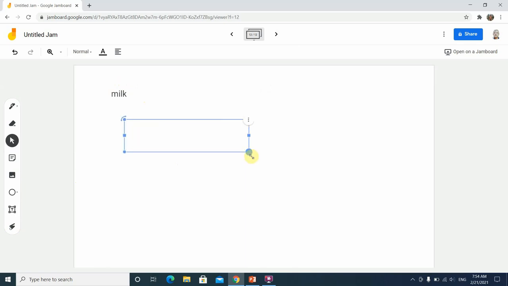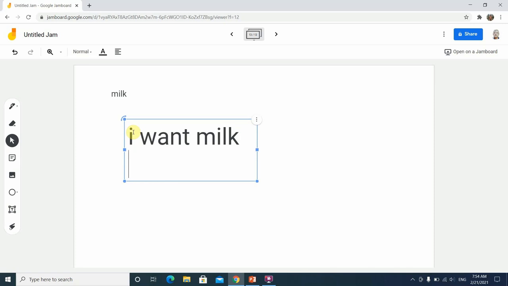It means I want milk. You see, one word, but it is meaningful. I want milk. Or I am hungry. I am hungry. So, one word that stands for full meaning.